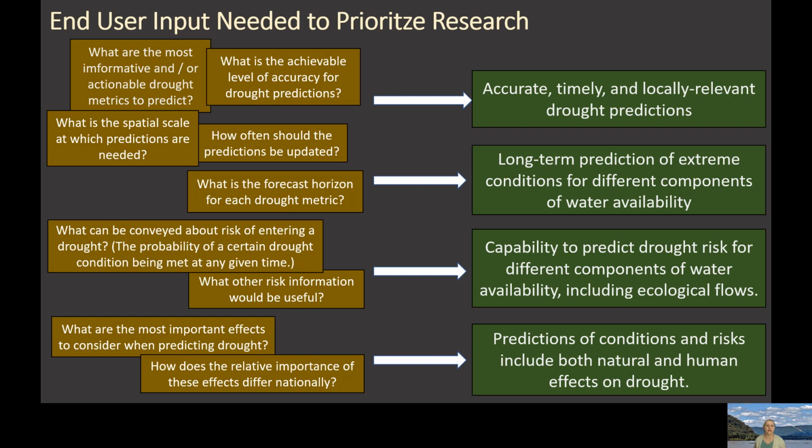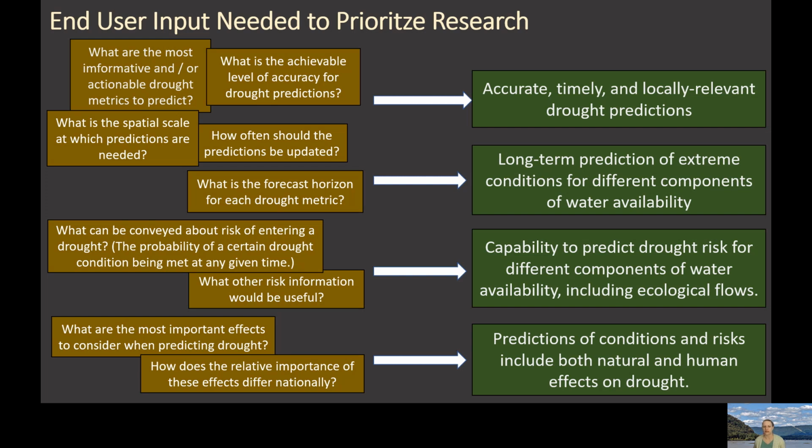And then in terms of the capability to predict drought risk for different components of water availability, we might ask, what could be conveyed about risk of entering a drought? What are the types of risk information we need? What are the thresholds that are most important? And what other risk information might be useful?